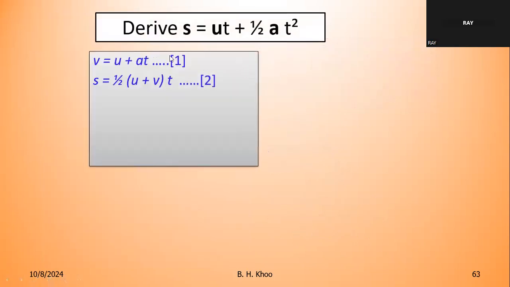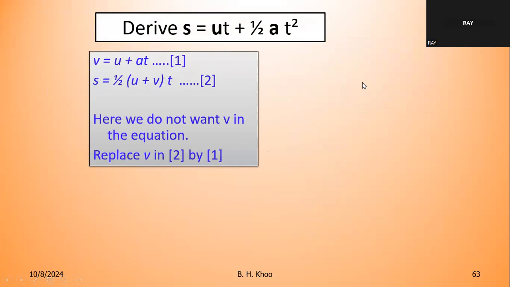Right, same. These two equations. Derive this equation, s equals ut plus half at squared. Right? Here, we don't want v. No v in the equation. We don't want v. So we can replace that v with this v.